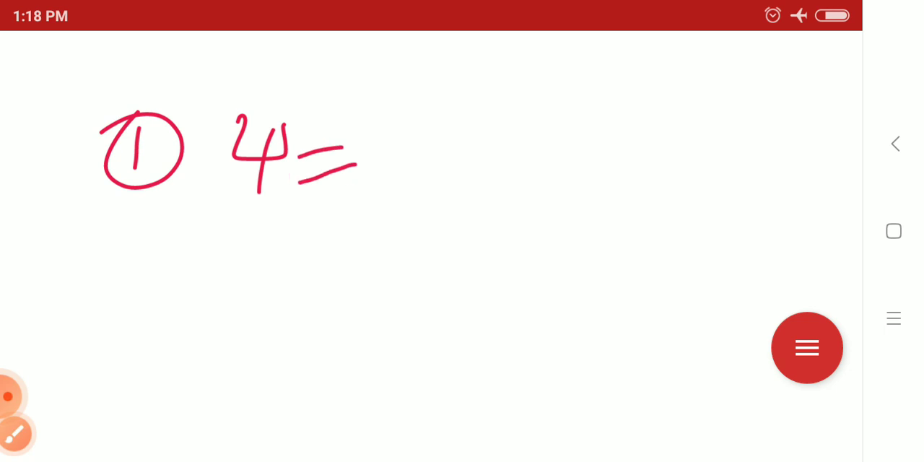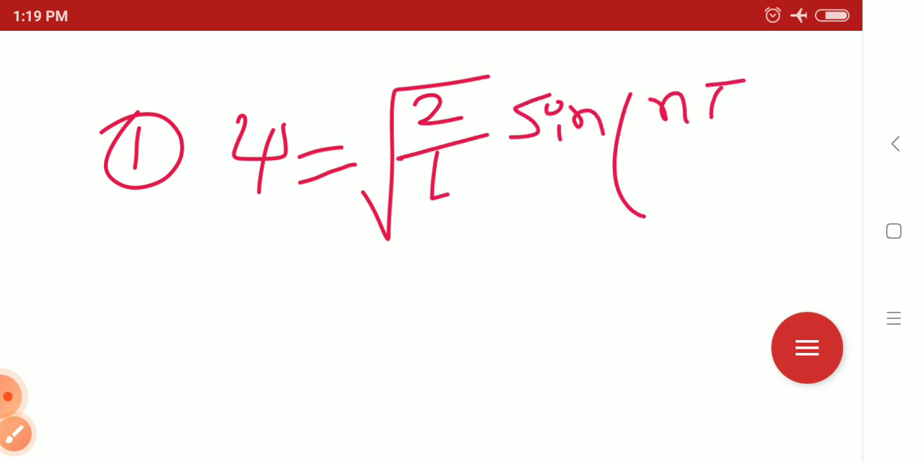So within 0 to L, what is the wave function of the particle? Remember, the length 0 to L means it is an asymmetric box, which means only the sine function is there. Root over 2 by L sine n pi x by L.